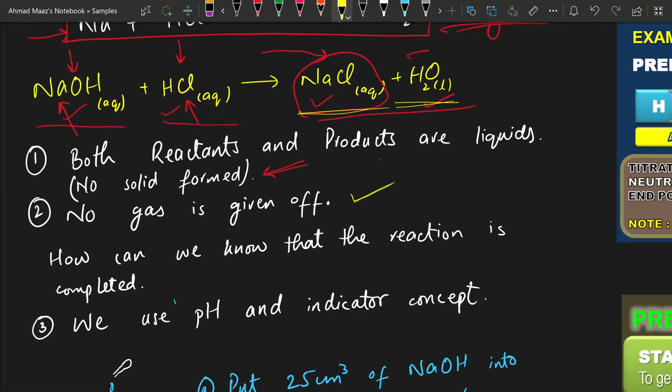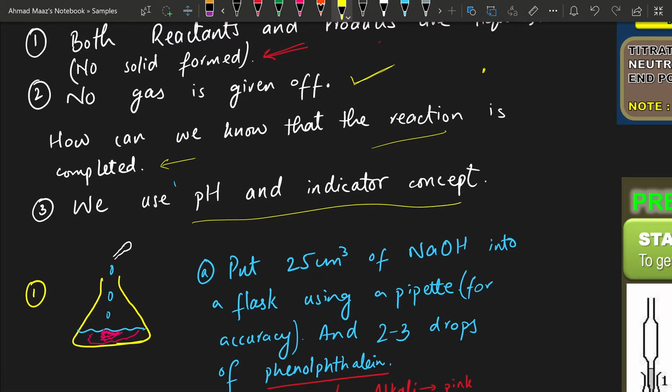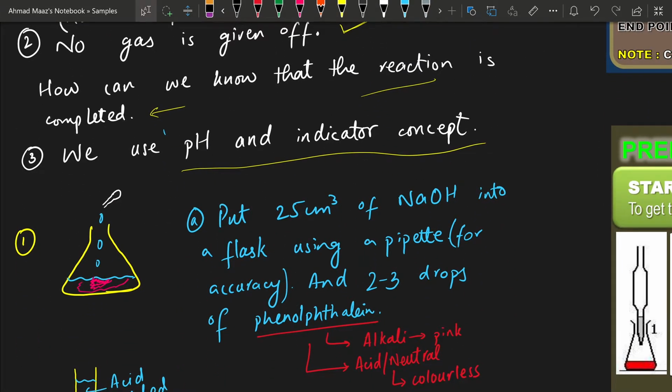So how can we know that the reaction is completed? How do we know that both the reactants have reacted with each other? Because no gas is being given off, no solid is being produced, there is no color change. So we use the pH and indicator concept. We know that alkalis have pH greater than 7 and acids have pH less than 7.